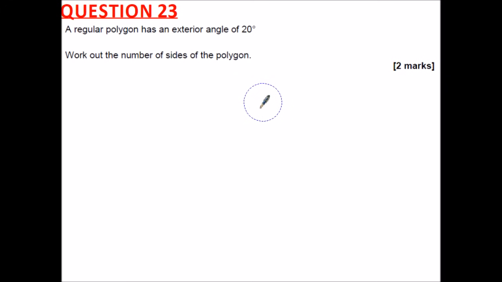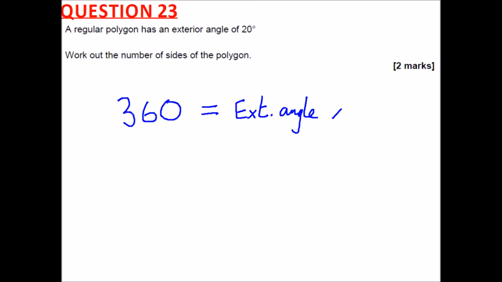Question 23. A regular polygon has an exterior angle of 20 degrees. Work out the number of sides of a polygon. If you went around a full lap of a polygon, you would have turned around 360 degrees. And so 360 degrees will actually be the same as the exterior angle of a polygon times the number of sides.